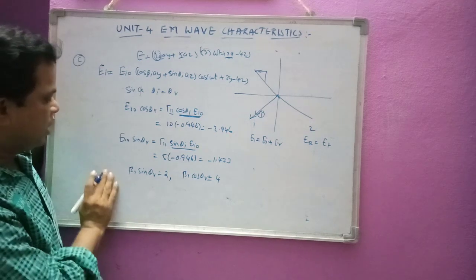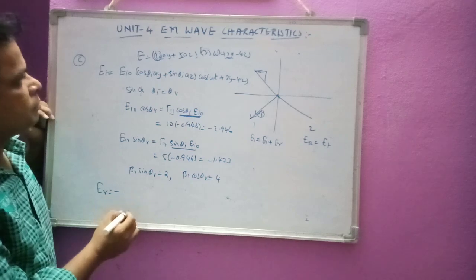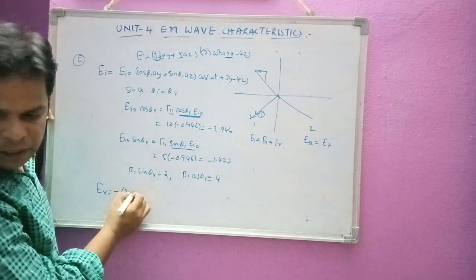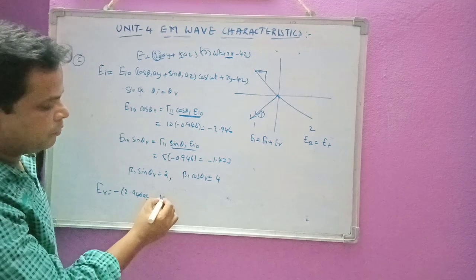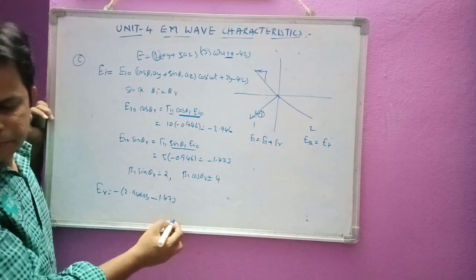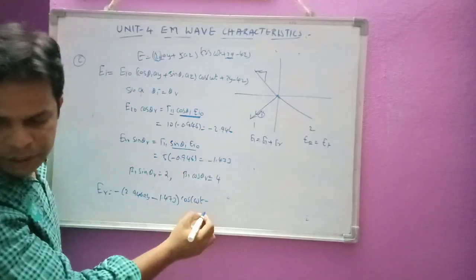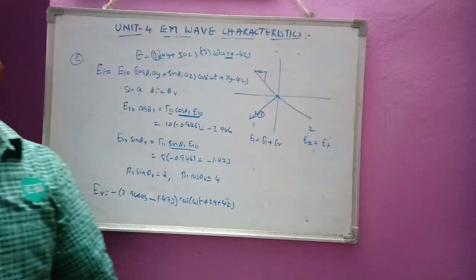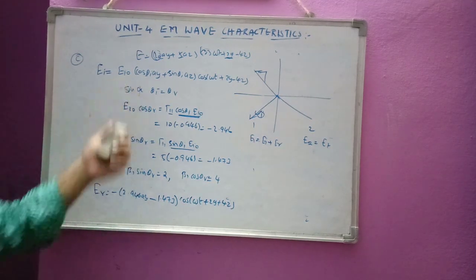Now I can finally write here ER is equal to minus 2.946 aY minus 1.473 aZ. Taking these two values, taking the common one, cos(omega t plus 2y plus 4z). So this value will be equivalent to this one. That is here ER0 will be equivalent to this one.